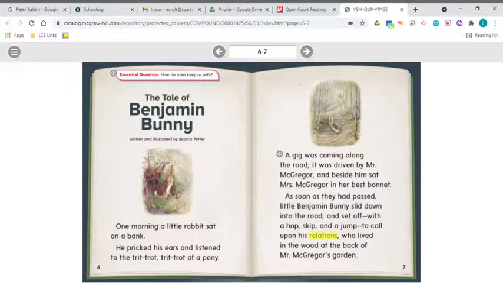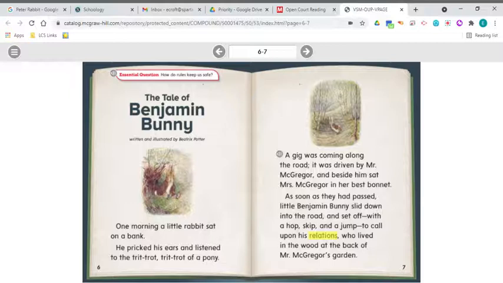And just like yesterday, The Tale of Benjamin Bunny is going to be a fantasy. It's in the genre fantasy. And that means that the people or the animals in the story do things they can't do in the real world, and that the things couldn't really happen, and that they take place in a make-believe place.